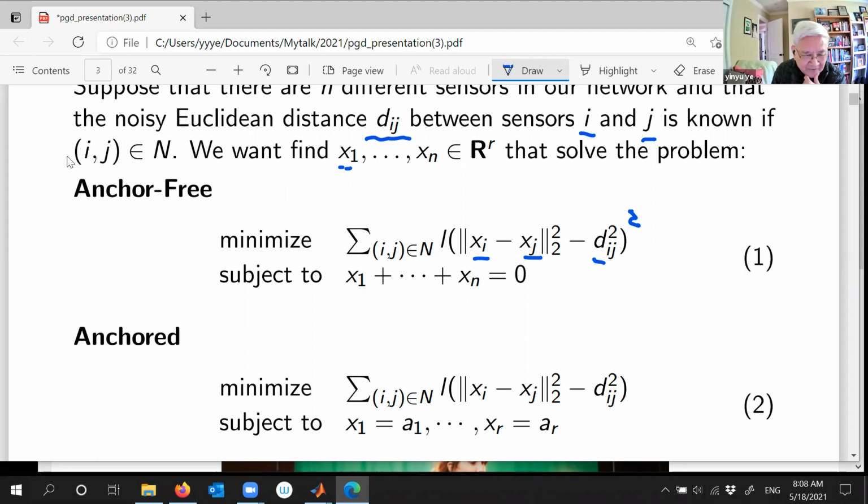For these anchor-free ones, we just want the center of gravity equal to 0. Otherwise this problem could be unbounded, because if xi and xj are both shifted by the same amount, they still maintain the same distance, so they could drift away. So typically in practice, people say the sum adds up to 0, so basically the geometric mean has to be at the origin.